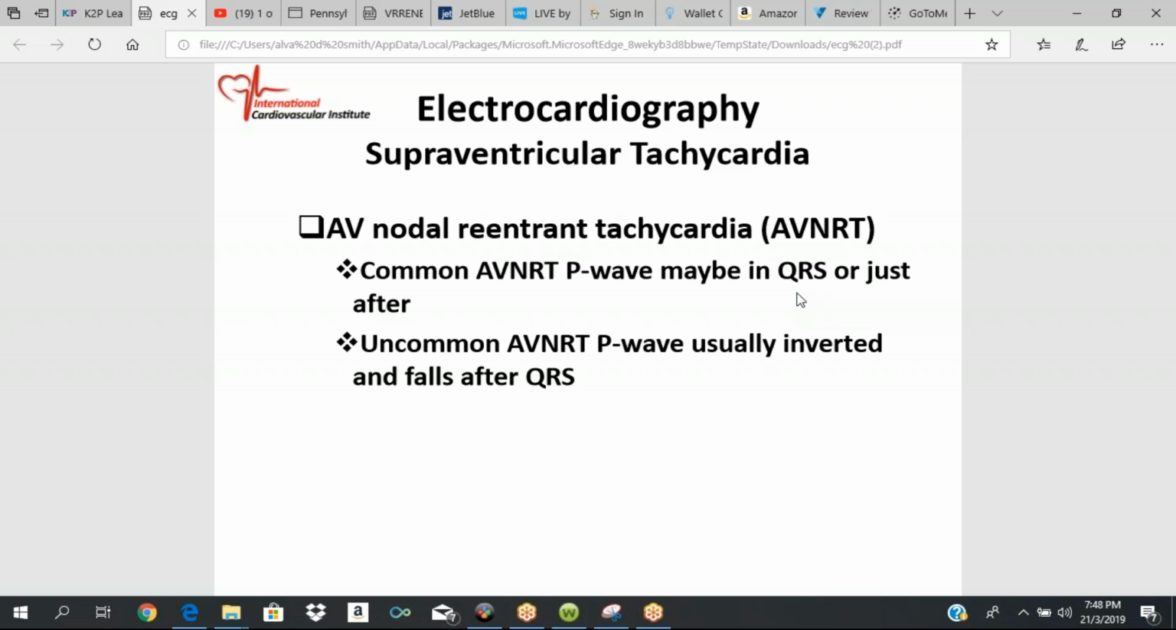It's a narrow complex, okay? There's a common type where the P wave is probably in the QRS or just a little bit after the QRS. And then the uncommon type where the P wave is very far away from the QRS. And this uncommon type sometimes looks like a sinus tachycardia.